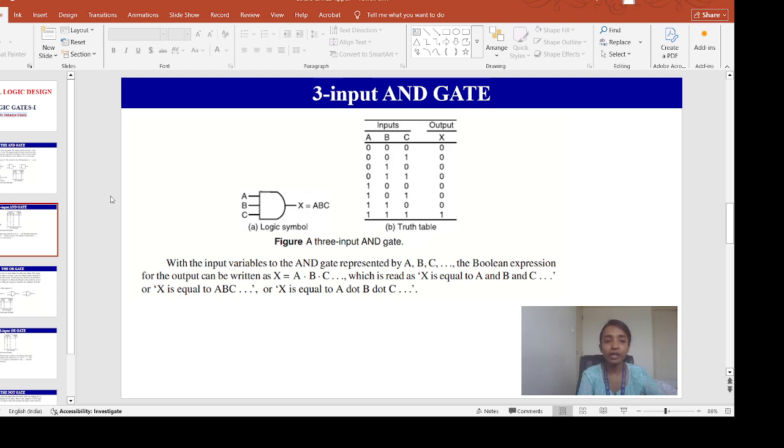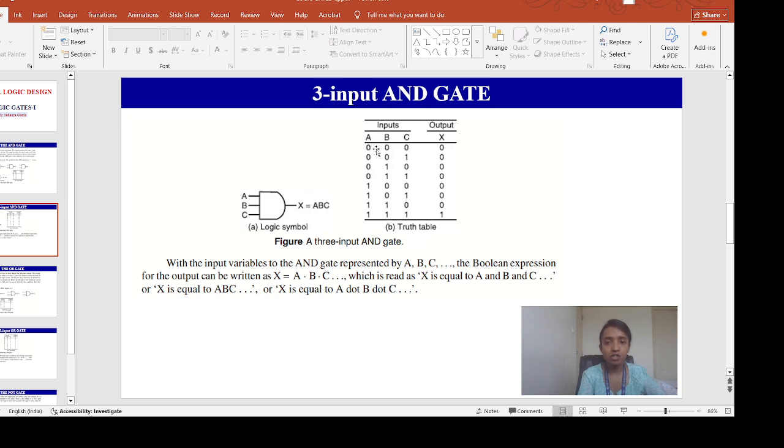Previously we have seen the two input AND gate. Now we will see the three input AND gate. Here we have three inputs and X is the output, so the output will be A, B, C. With these three variables, 8 input combinations are possible, from 0 to 7. These are the binary representations of 0 to 7: 0 is 0 0 0, 1 is 0 0 1, 2 is 0 1 0, 3 is 0 1 1, 4 is 1 0 0, 5 is 1 0 1, 6 is 1 1 0, 7 is 1 1 1.